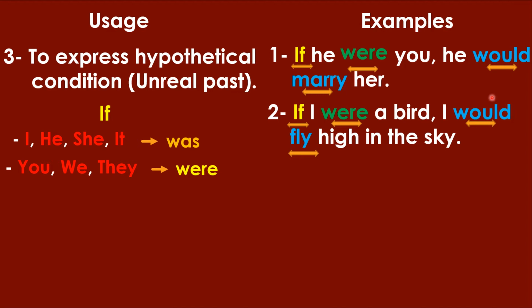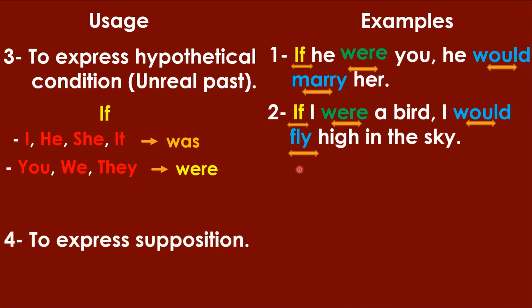طبعا احنا هنا في المين clause في second conditional الجملة الرئيسية اللي هنا he would marry her أو I would fly high in the sky بنستخدم would زائد اللي هو المصدر أو what we call the infinitive without to. في الجملة اللي هي الجملة الرئيسية اللي هي الجملة الثانية بنستخدم would زائد التصريف الأول. Okay.